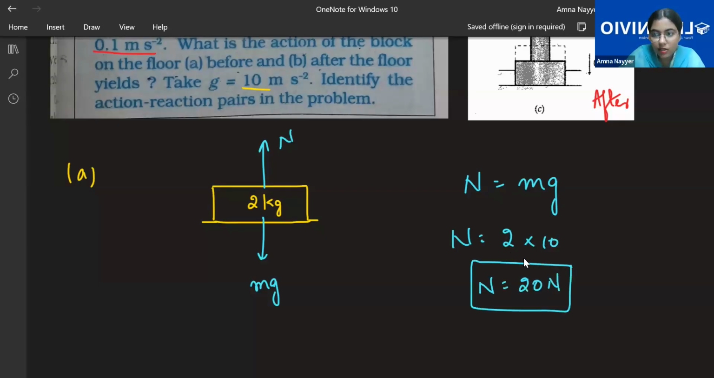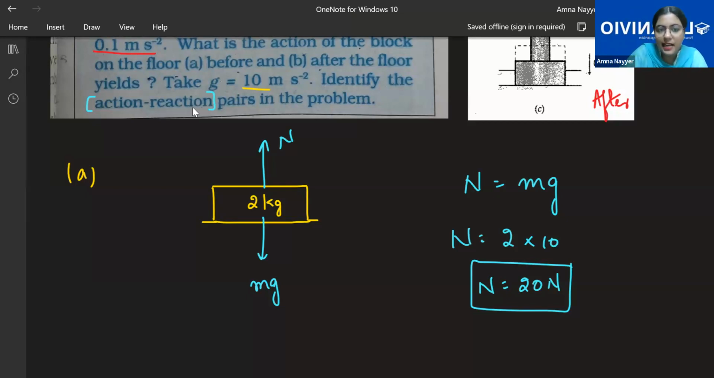Now look, what is the meaning of this 20 Newton? It's a very easy part, but just understand its meaning. It means, let's say I have a block. Okay, this is the floor and this is the block that is put on it. Whatever force the block exerts on the floor, the floor exerts the same force on it, the reaction force. That is why the question says identify the action reaction pairs also. So the ground is exerting a force of 20 Newton upwards on it, and the block is also exerting a force of 20 Newton downwards as a reaction force. So this is how these make the action reaction pairs.